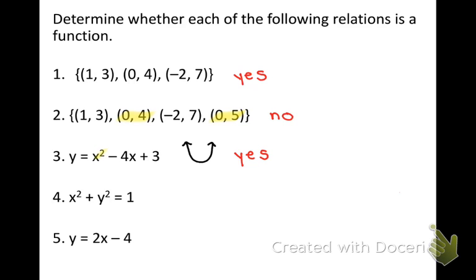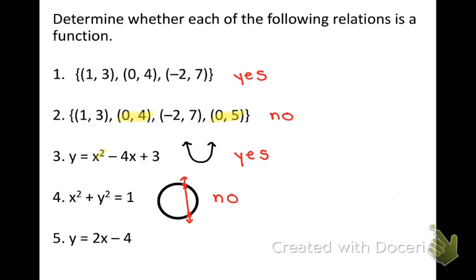Now, the next one, anybody remember what x squared plus y squared equals 1 looks like? What's the graph of that equation? Think back to the very beginning of the semester. It's a circle centered at (0, 0). A circle is going to fail the vertical line test. It touches in 2 different places. That x value repeats, so this is not a function.